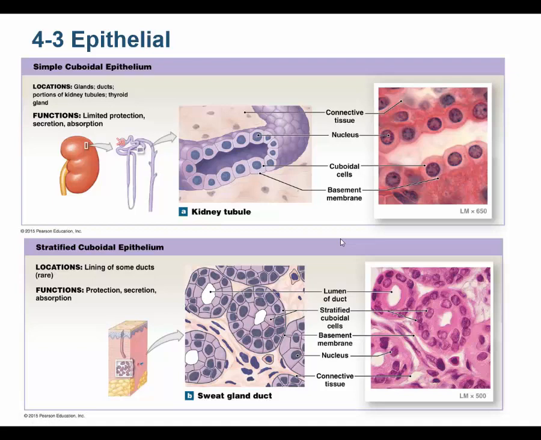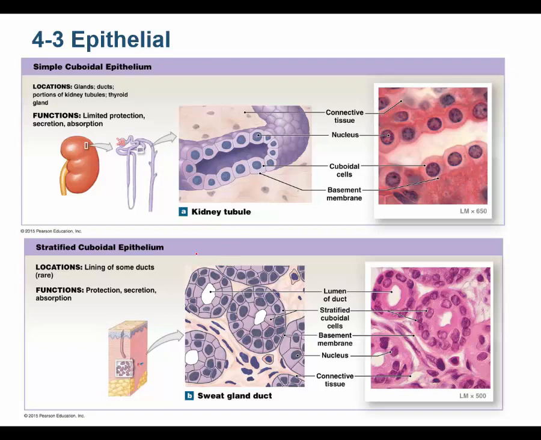Your simple cuboidal epithelium is found a lot in your kidneys. You can see simple cuboidal epithelium in your kidneys. It's lining your renal tubules. So your proximal convoluted tubule, your loop of Henle, your distal convoluted tubule, it's primarily composed of a simple cuboidal epithelium. There is some simple columnar in there as well, but we'll just say that primarily the kidneys are composed of simple cuboidal epithelium.